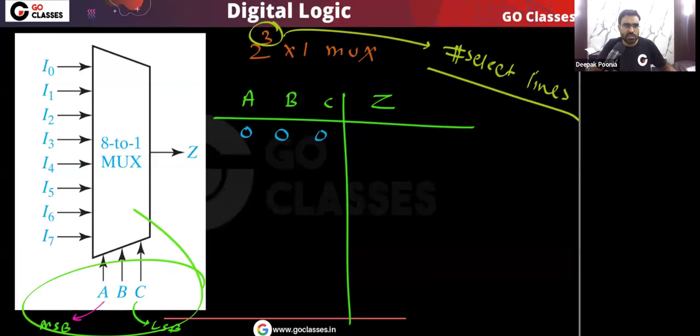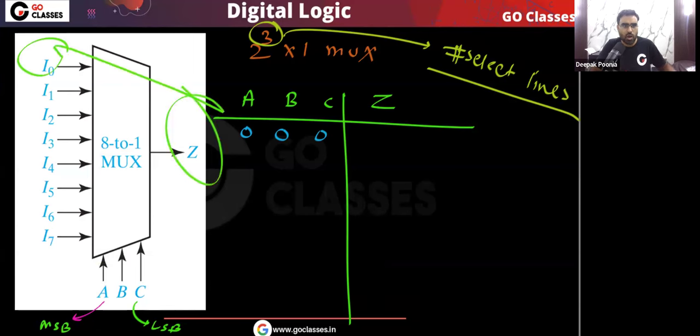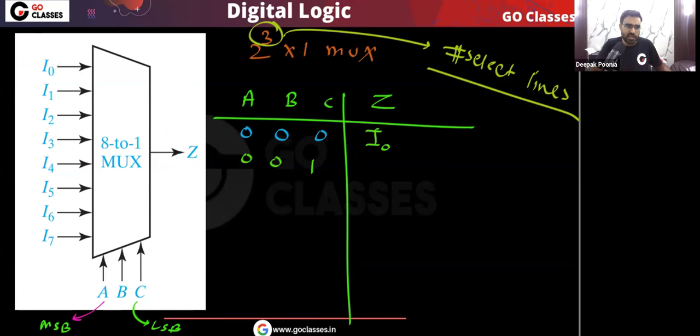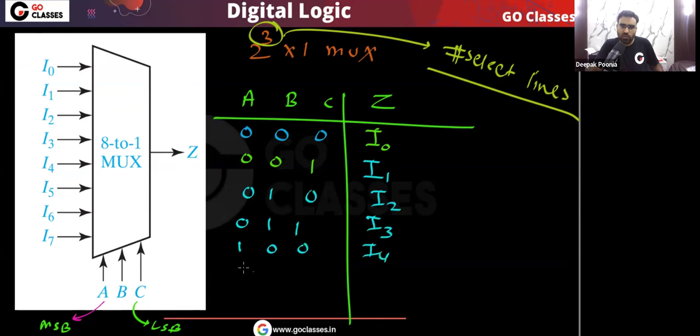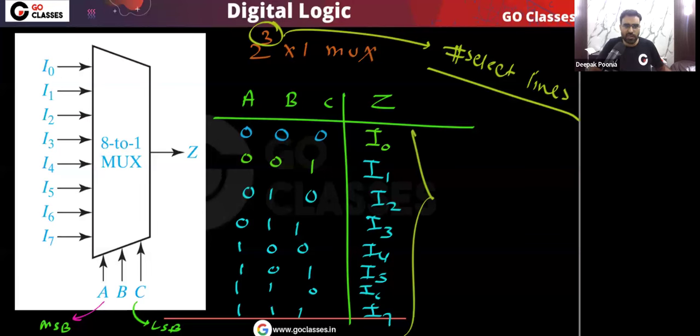When all the select lines are 0 0 0, then this input will appear in the output, means output equal to I0. When the select lines are 0 0 1, then output will be I1. 0 1 0, output will be I2. Okay, 0 1 1, output will be I3. 1 0 0, output will be I4. 1 0 1, output will be I5. 1 1 0 and 1 1 1, output will be I6 and I7. Okay, so this is the behavior of the 8 by 1 multiplexer.